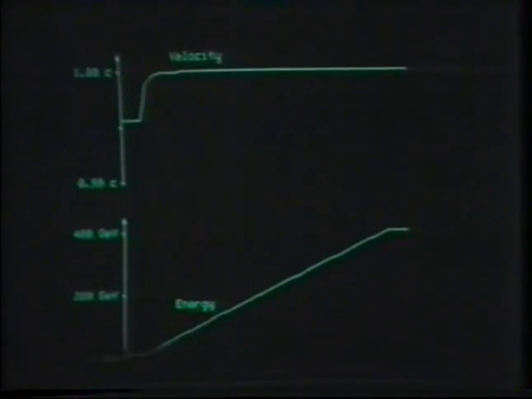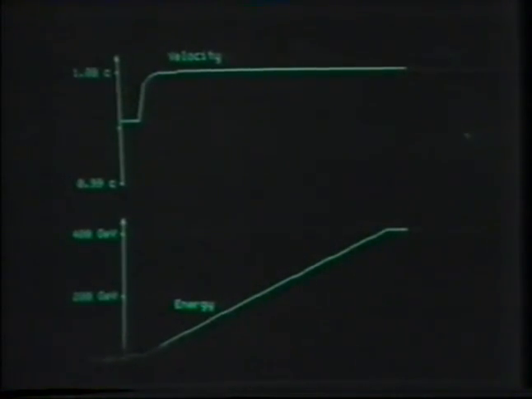But remember, the protons started in the SPS at almost the speed of light. So what happens to their speed as the energy goes up? Well, there's the energy going up. It goes up from 10 GeV up to 400, which was the factor of 40. But look at the velocity. It goes up in the first phase of the acceleration quite quickly to almost the speed of light, but then it just flattens off.